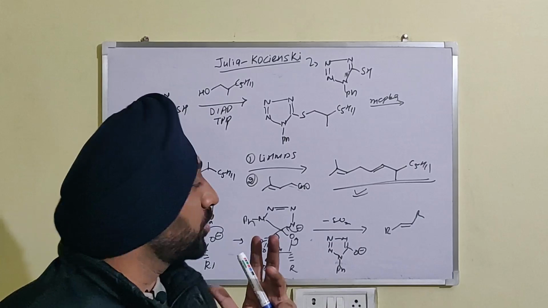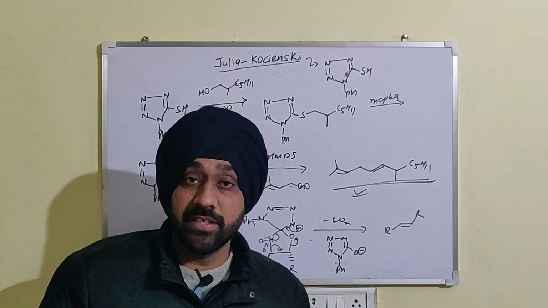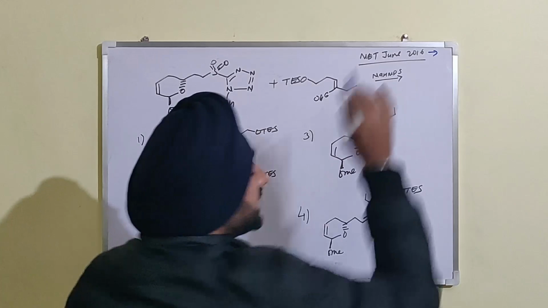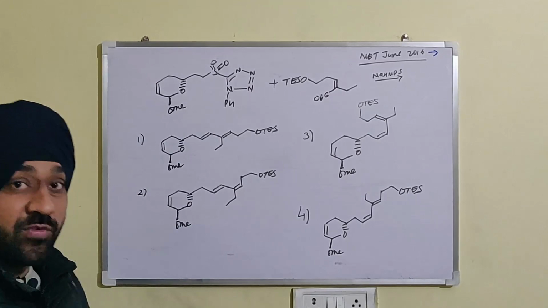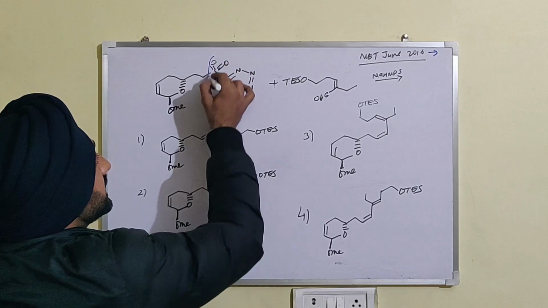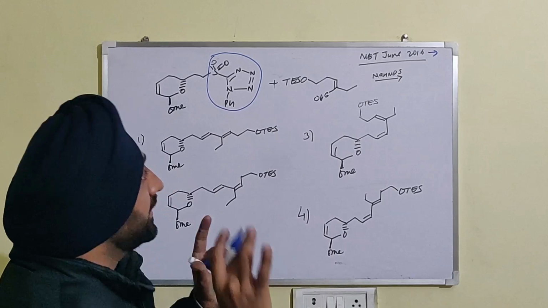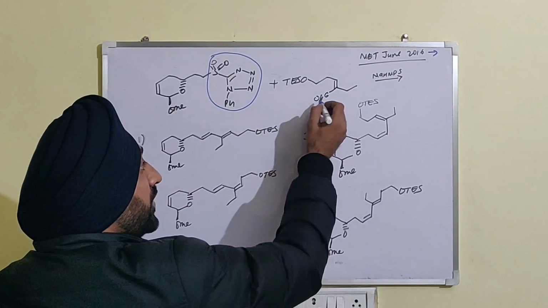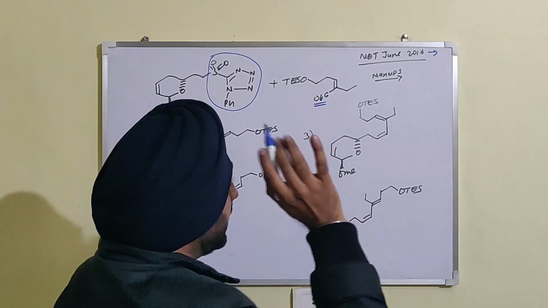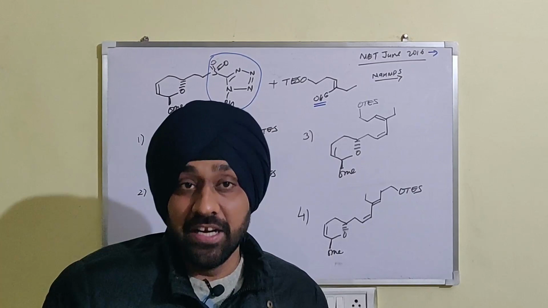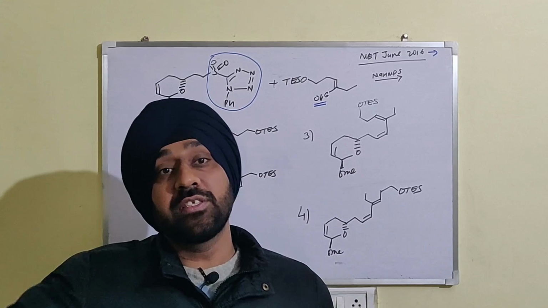Now let us look at one or two examples based on the Julia olefination that have been asked in exams. Let us look at this problem which was asked in the NET exam June 2016, based on Julia-Kocienski olefination. Very straightforward, very easy reaction. Number one thing, since here we are dealing with the sulfone, we know for sure the olefin that will form will be the E-olefin. Before going ahead, there will be two kinds of olefin. First, the one that forms as a result of the reaction between CHO and this sulfone. Second, the one already there in the molecule. We know these reactions are highly regioselective and do not change the stereochemistry of other olefins already present in the molecule.